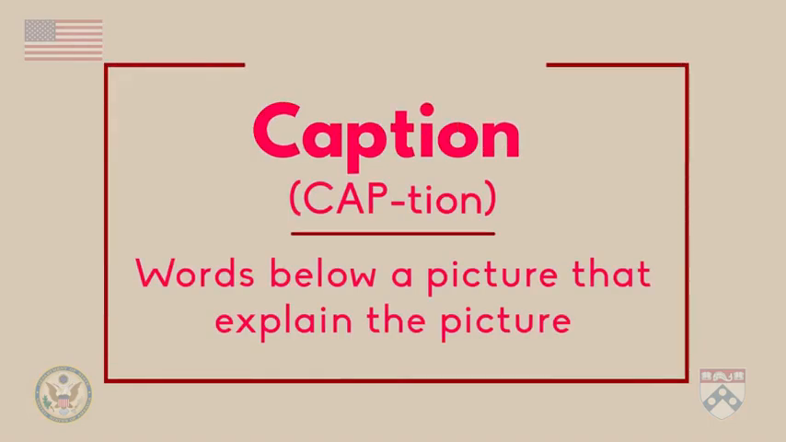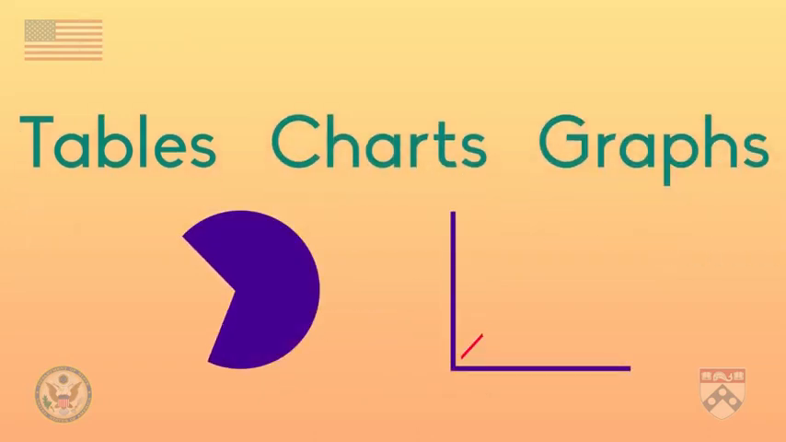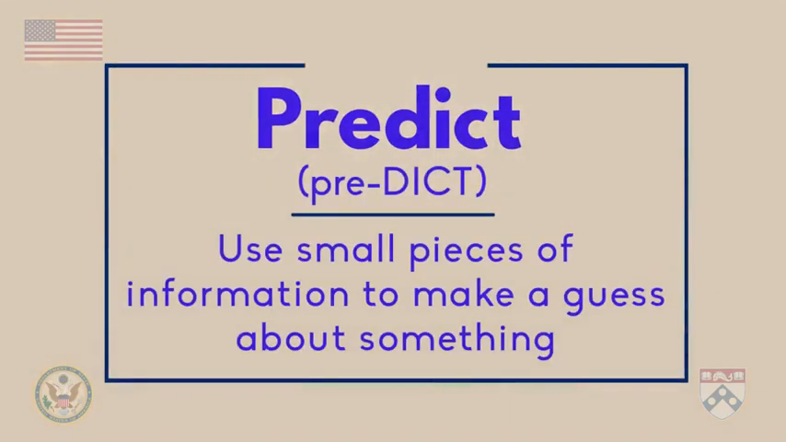Next, we look for pictures and their captions. A caption is the words or sentences right below a picture that gives more information about the picture. In scientific texts, you will also find captions under other figures such as tables, charts, and graphs. Together with the title, pictures and their captions can help us make a guess about the overall idea of the text. This process, using small pieces of information from previewing to make a guess about something in the whole text, is called predicting.